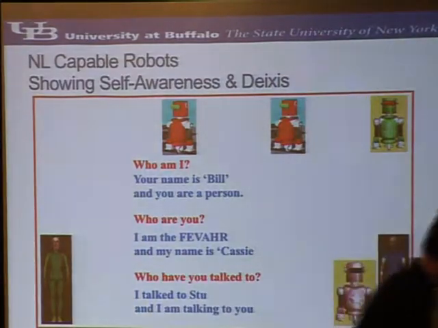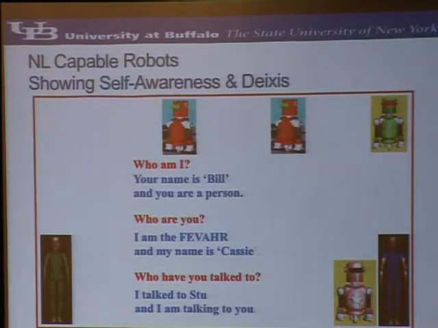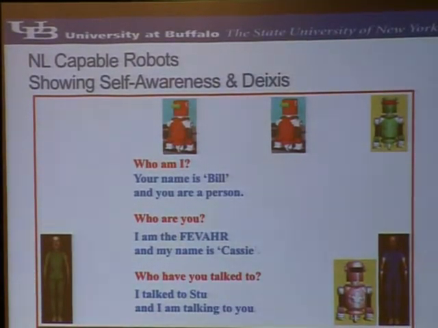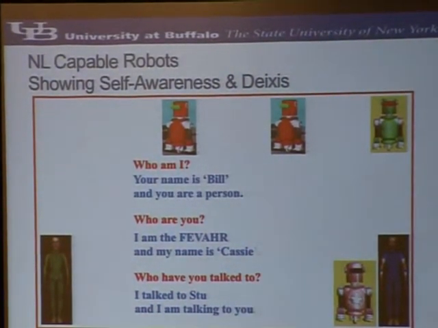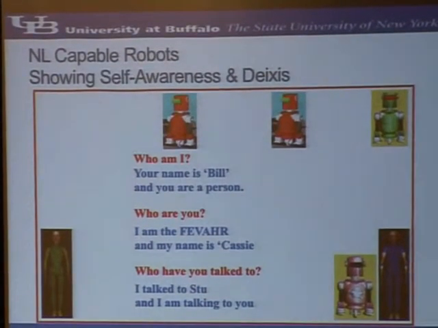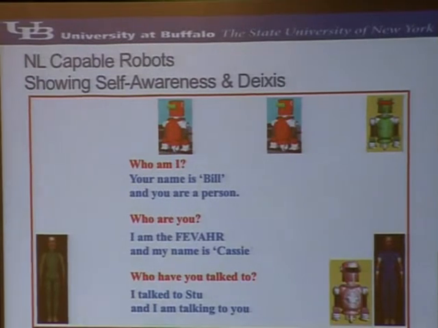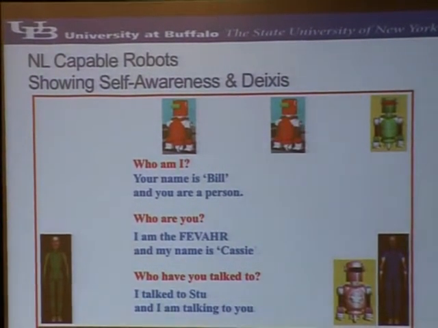Anyway, this is a view of the FEVAR robot in a software simulation mode. And it's having a conversation with Bill, this guy here. And Bill says, "Who am I?" And Cassie, the FEVAR robot, says, "Your name is Bill and you're a person." So she knows something about Bill. Bill says, "Who are you?" And Cassie says, "I am the FEVAR and my name is Cassie." So, like good agents, it has a self-model. It knows some things about itself, including what its name is and what sort of being it is.